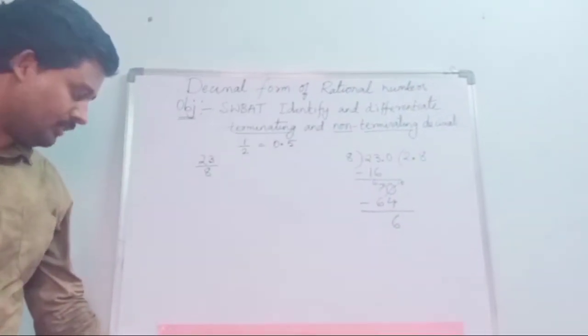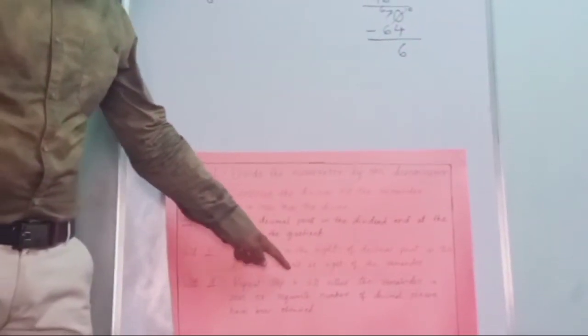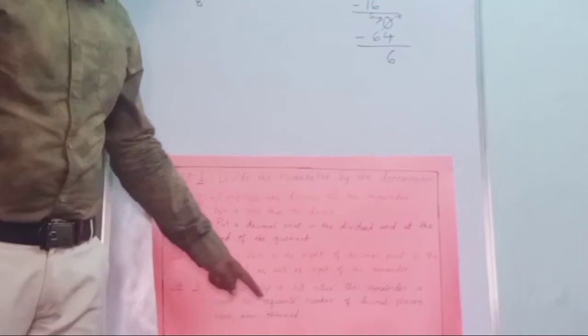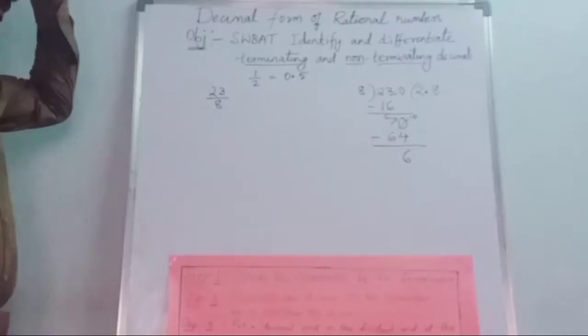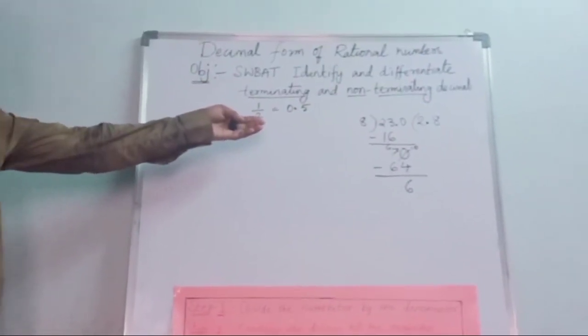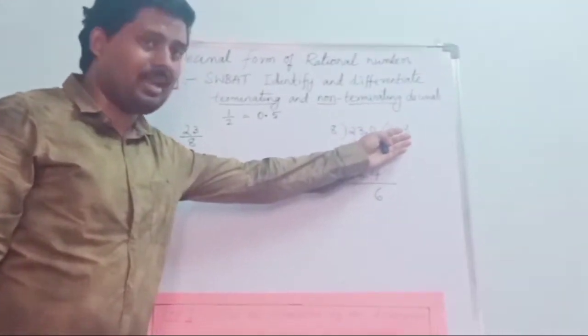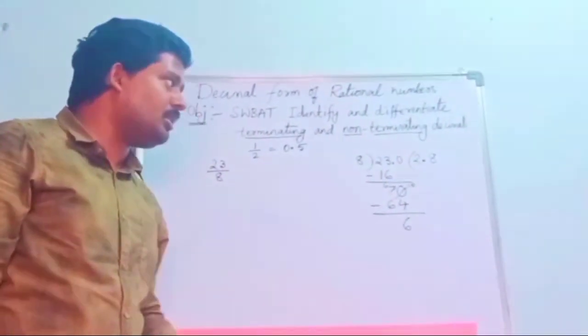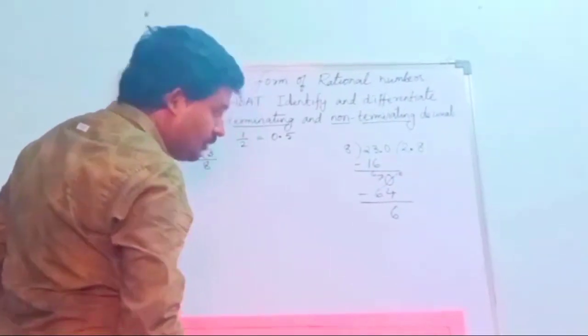What is step 5? Step 5 says repeat step 4 till either the remainder is 0 or the requisite number of decimal places have been obtained. So we will try to divide this till our decimal number ends, or we have the required number of decimal places. So we'll continue the process.